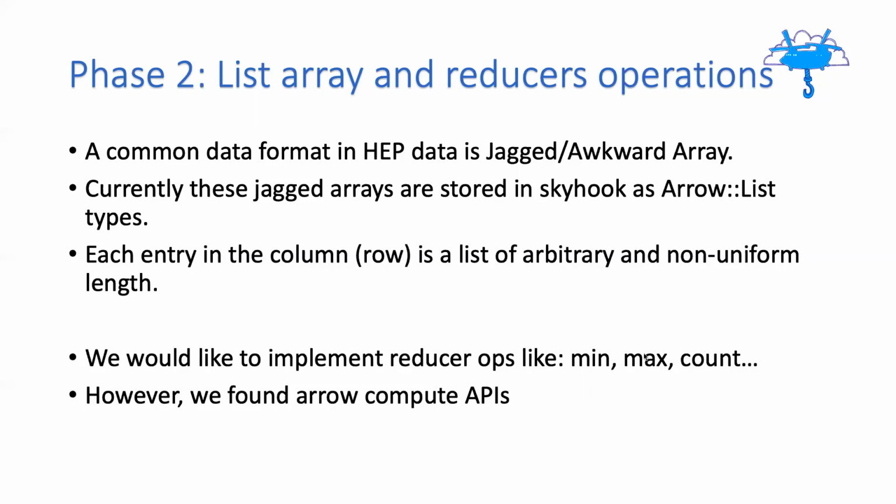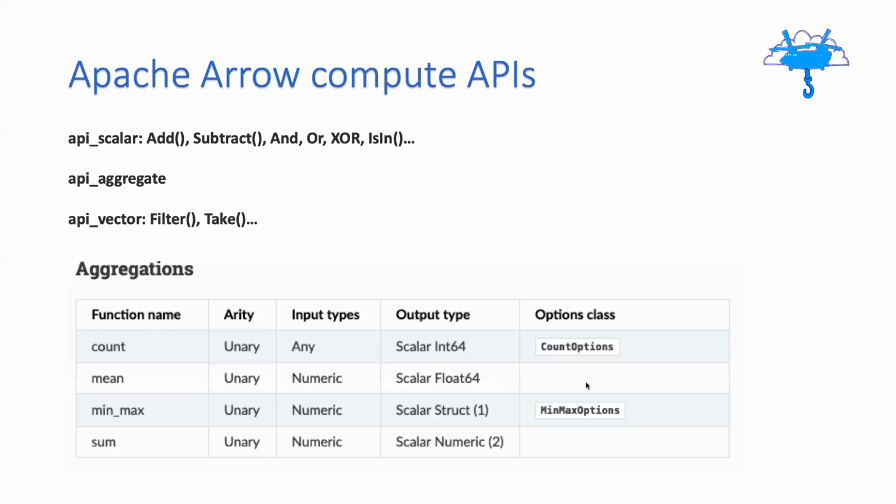However, later we found the compute APIs in the Apache Arrow libraries. So we moved to the compute APIs, and I dove deep to check the source code and documents and made documentation for this. Here we will use the aggregate API because of this aggregation function.